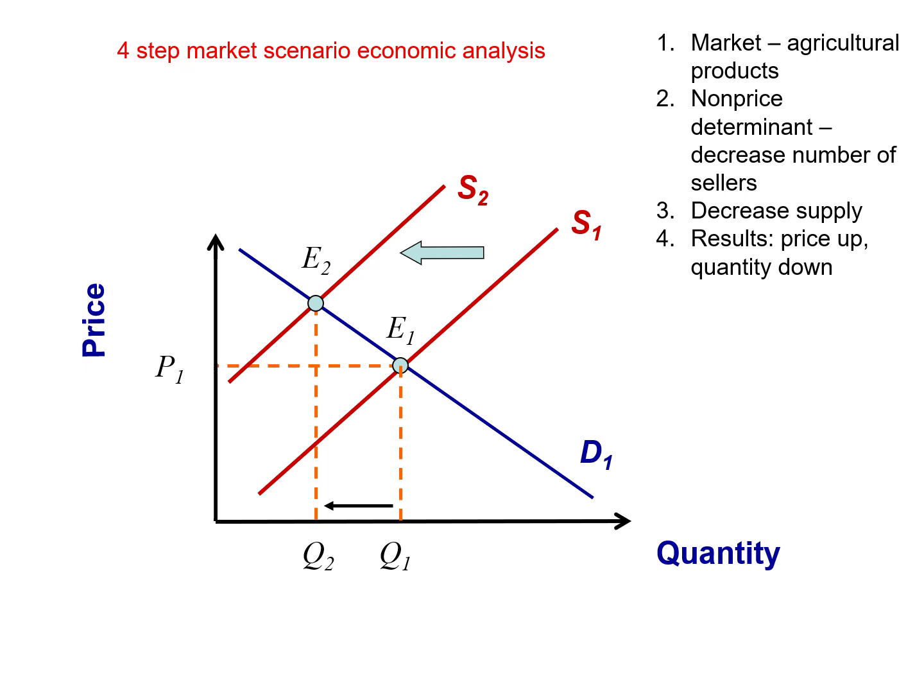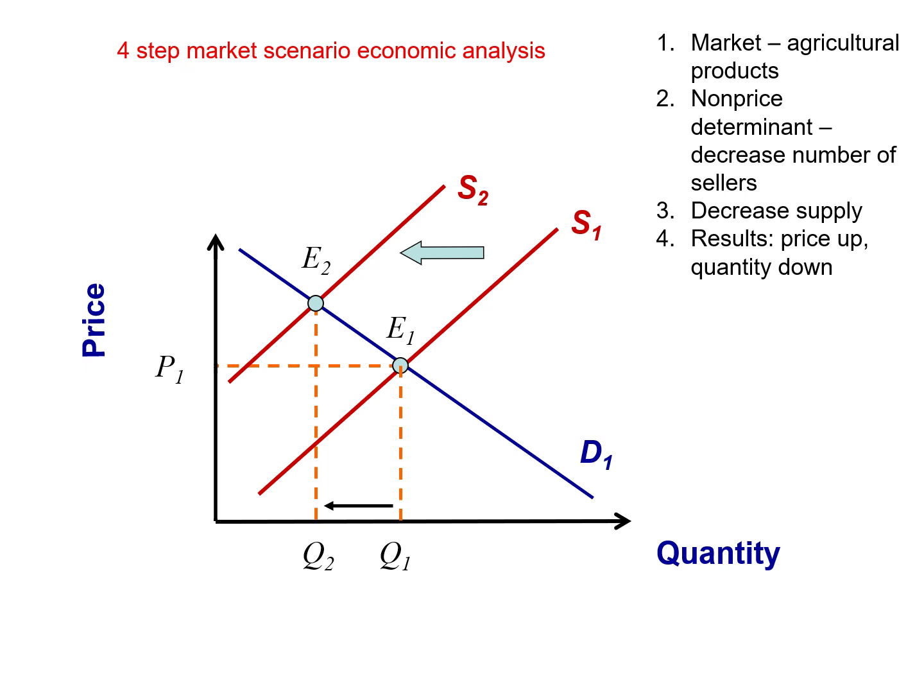The non-price determinant. Be careful here. In this market, the demand is for labor. The demand are the farmers. The supply are the individuals willing and able to work in these agricultural jobs. If we deport hundreds of thousands of illegal immigrants currently employed in the agricultural industry, there will be a decrease in supply. There will be a decrease in the number of sellers. That will shift the supply curve to the left.